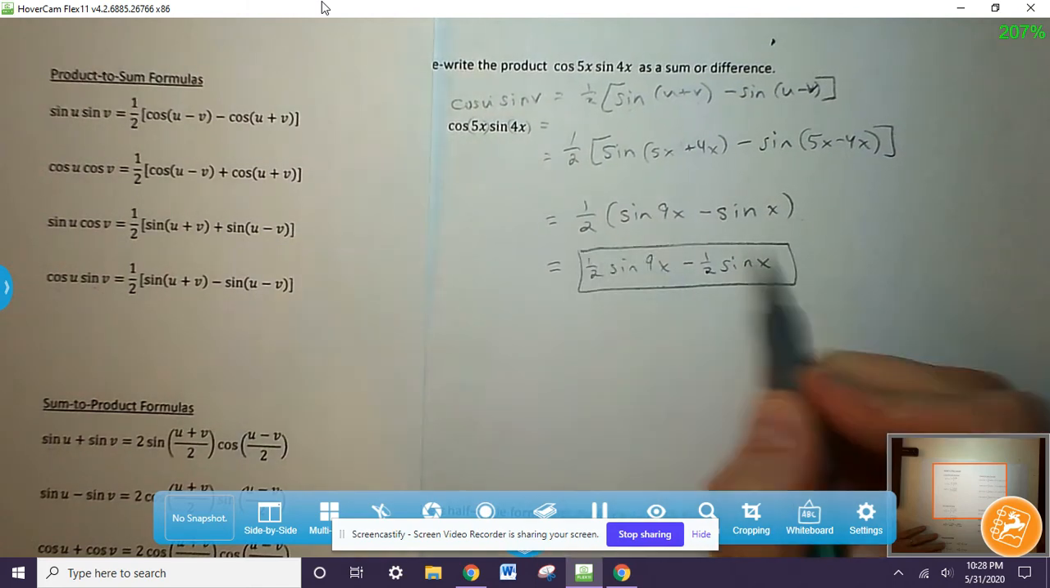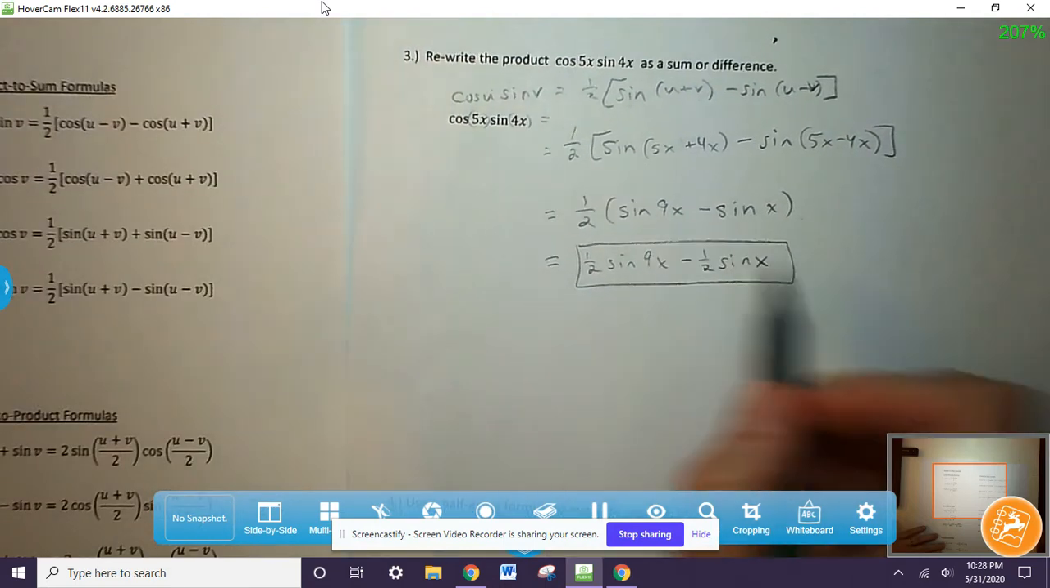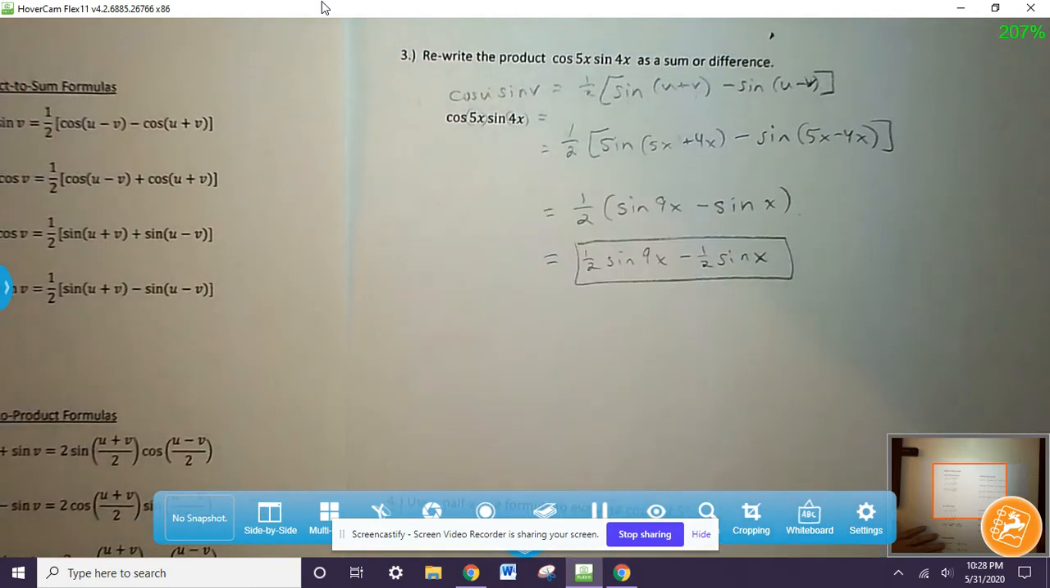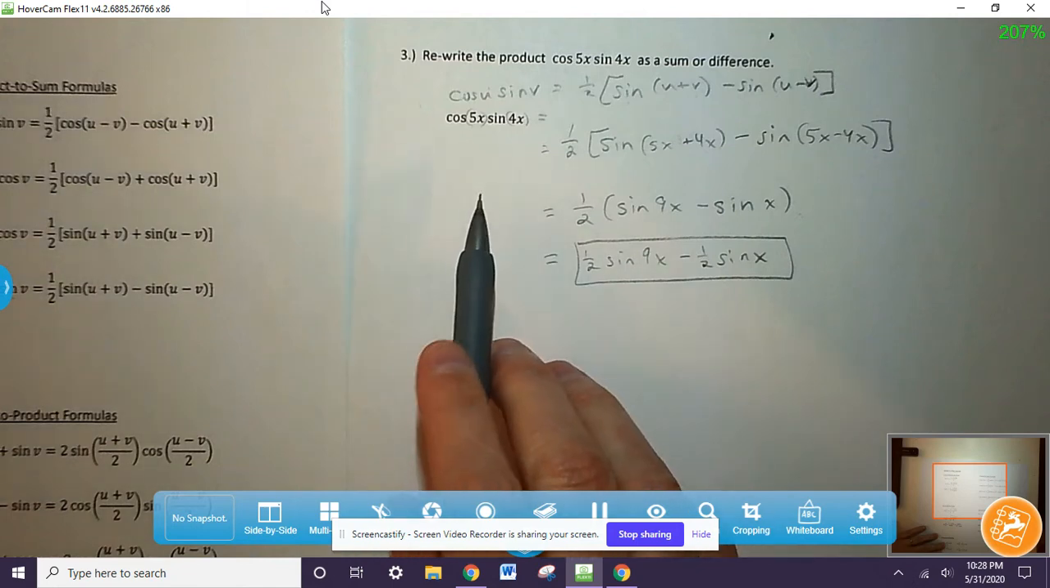So last time we got a numeric value. This time we end up with a variable expression still. So these formulas, they're not always used to give numeric answers, but they allow you to rewrite expressions in different ways. So for example, if you look at this one, the benefit of this formula, pretend you're in calculus next year.